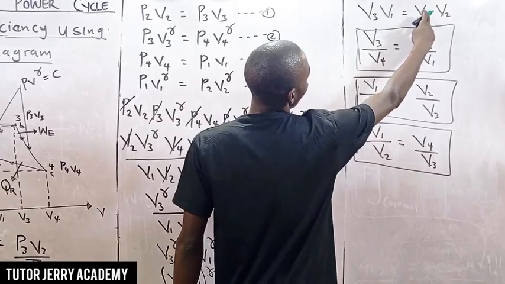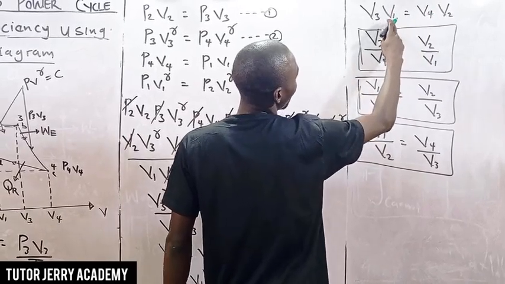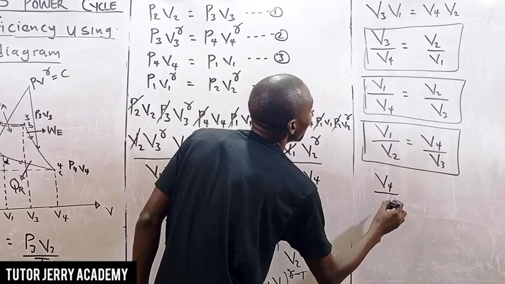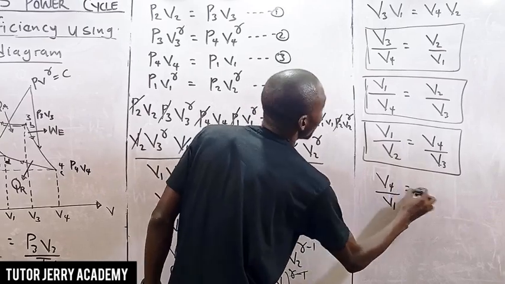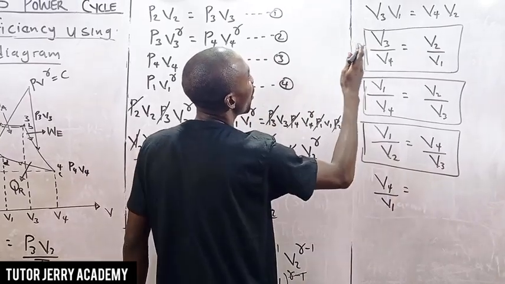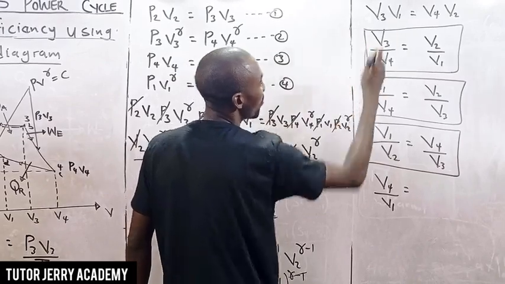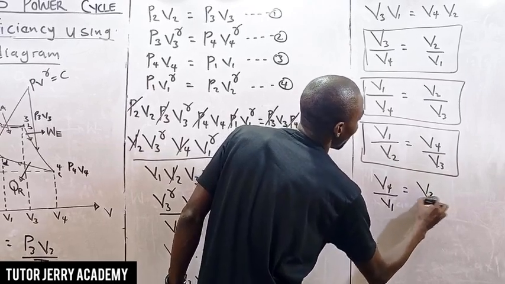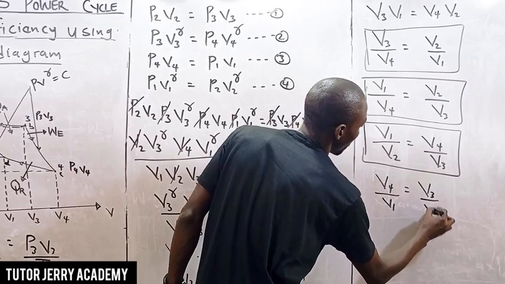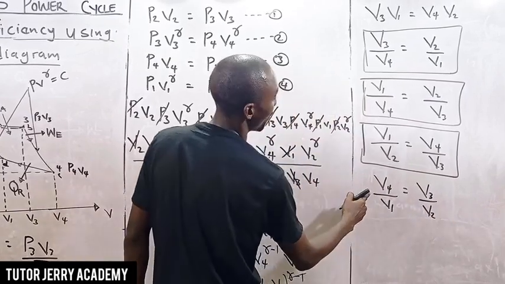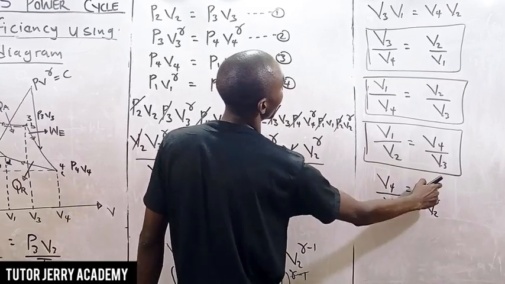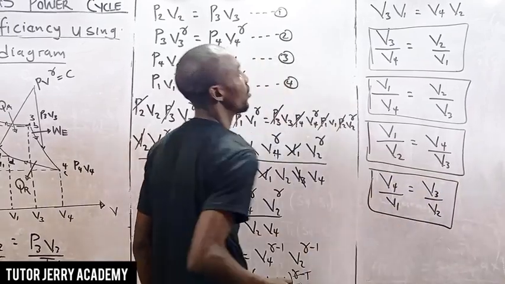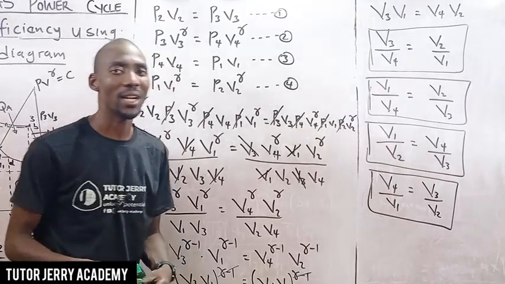The last one, you can decide to write this in form of V4 all over V1 to be equals to V3 all over V2. All right, correct. So these are the four ways of which we can express.